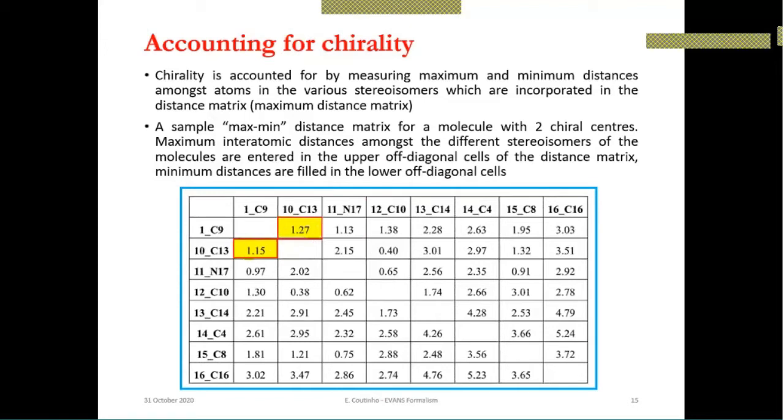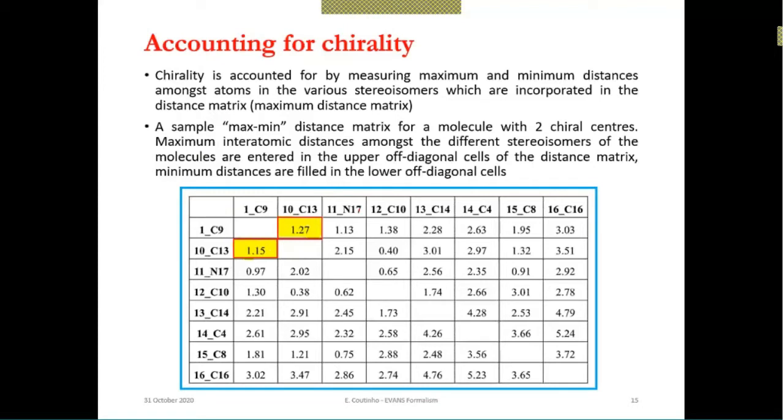If you have a molecule with more than two chiral centers, we build the structures for all of the stereoisomers. For example, if there are two chiral centers, you'll have four stereoisomers: RR, SS, RS, and SR. You build all the three-dimensional structures, you do the Morgan algorithm out here, and you compute the distances for all of these stereoisomers.